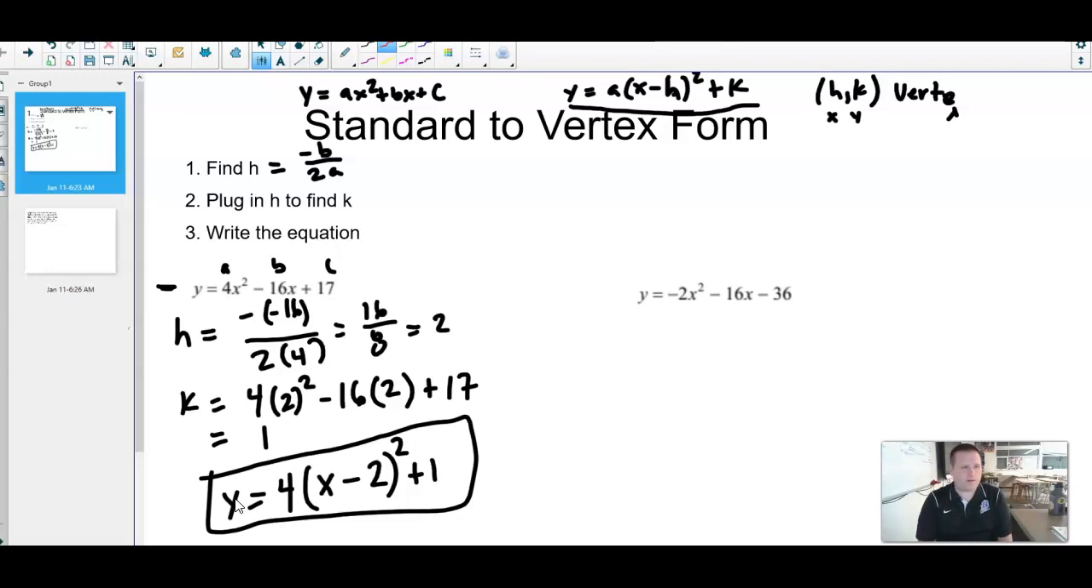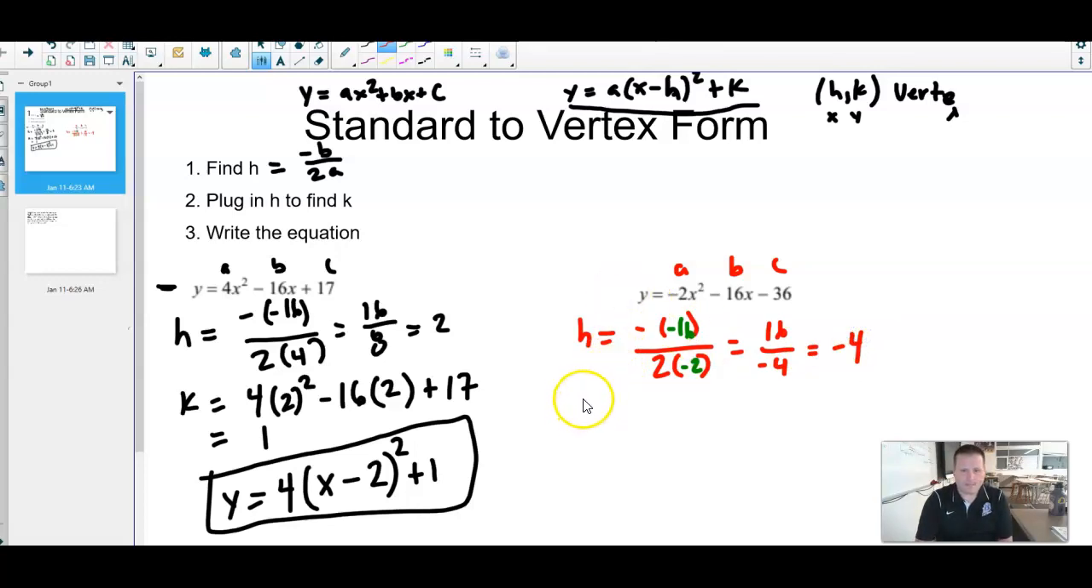So I'm going to do another example, and then we'll go through a word problem as well really quick. Okay, so we're just going to do the same thing with this one on the right here. Again, the first thing I'm going to do is find h. I should identify a, b, and c. A is negative 2, b is negative 16, and c is negative 36. So we're going to plug values in here. I'm going to plug b here, so that's negative 16, and a here, which is negative 2. Then I'm going to simplify. This gives me 16 over negative 4, which is going to give me negative 4.